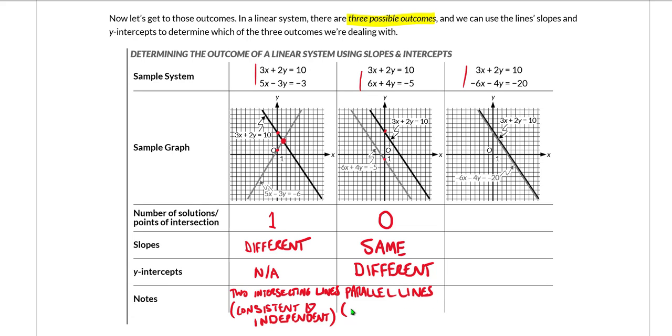When we have a system that has no solutions, we refer to that system as inconsistent. Again, probably are not going to see that terminology, throwing it out there just in case.